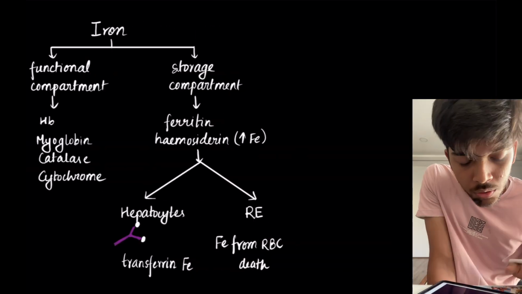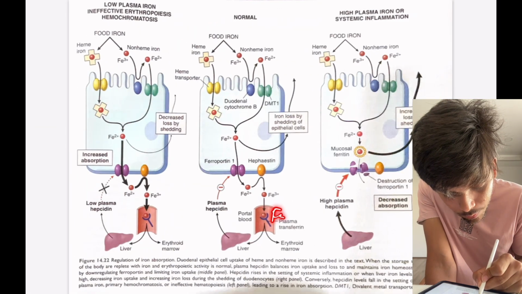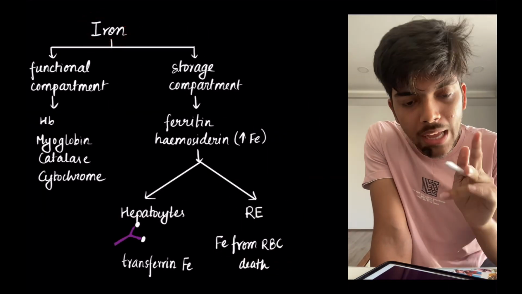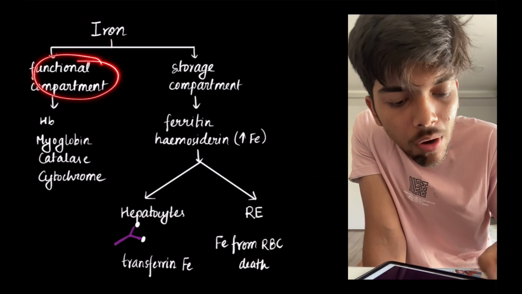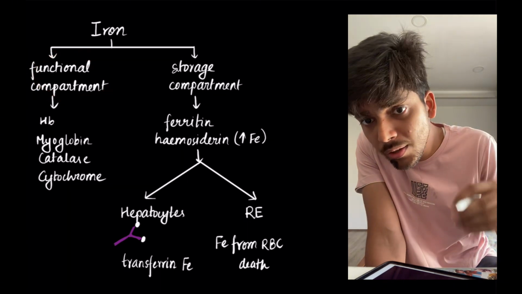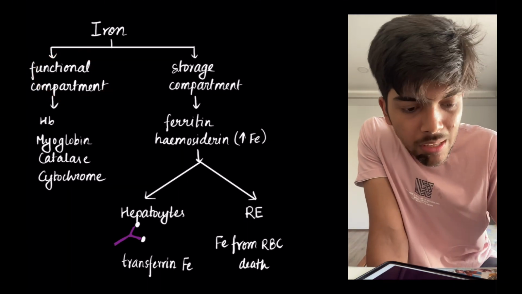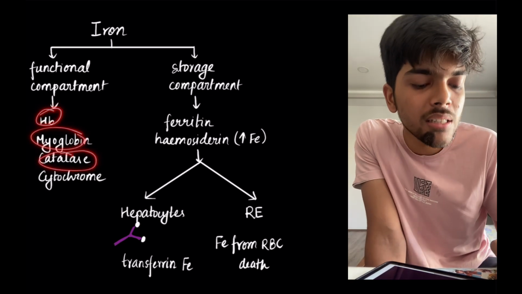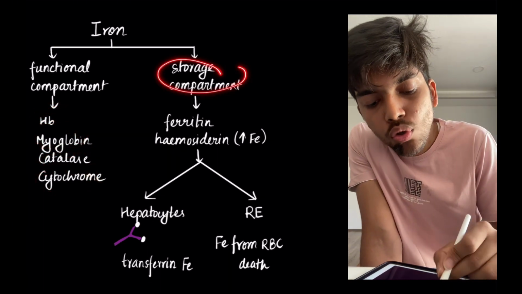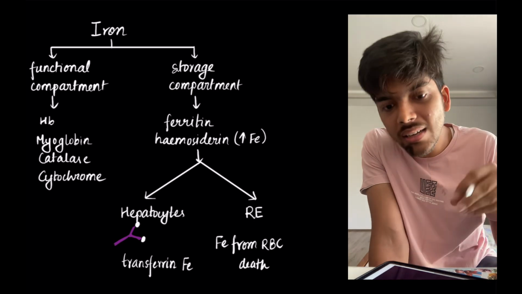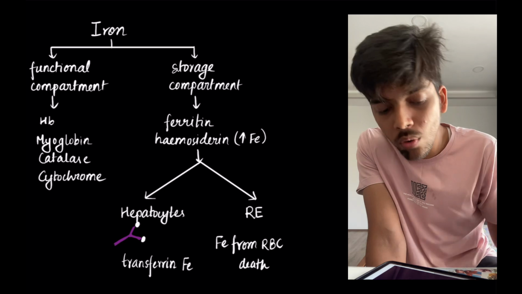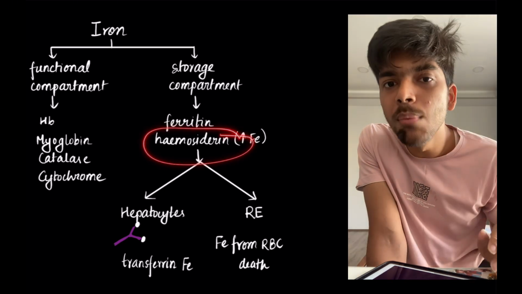Okay. So the iron that reaches the blood has two compartments. One is the functional compartment, which is obviously the useful iron: iron being used for formation of hemoglobin, myoglobin, catalase enzyme, and cytochrome. And then there is the storage compartment. The excess iron gets stored in the form of ferritin. When there is a lot of iron overload, it gets stored in the form of hemosiderin.